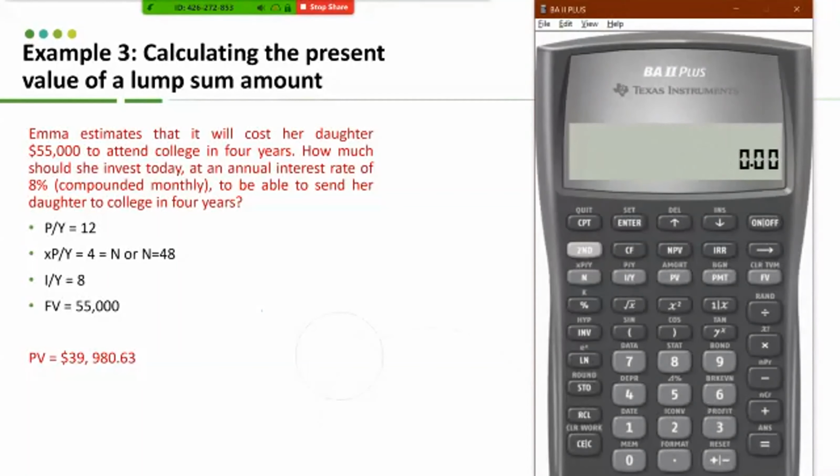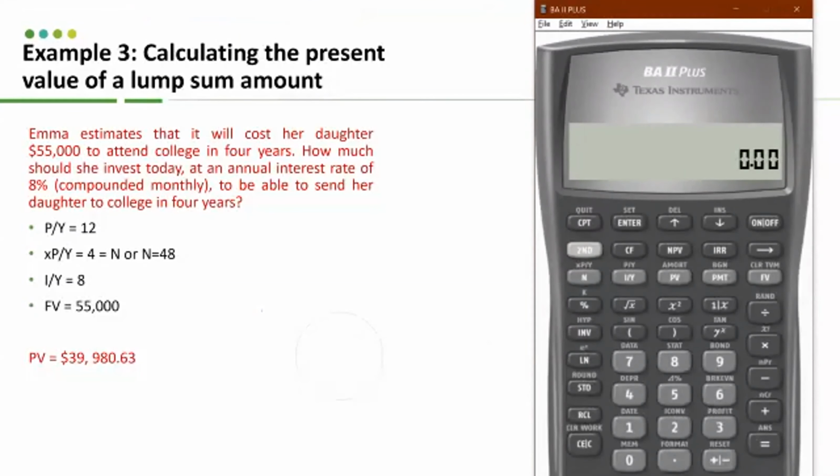For P per Y, you need to check manually, because once you press clear TVM, it won't change the value of P per Y. So you have to make sure it tallies with your question. Let's say it says annually, you need to put value 1. Let's say it says compounded monthly, you need to put value 12. So you have to be careful with P per Y.